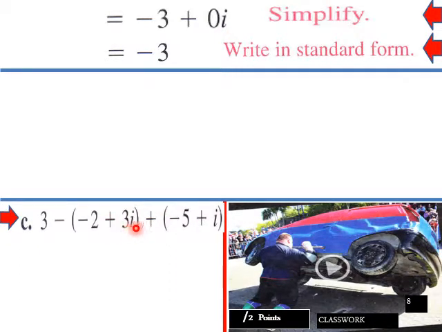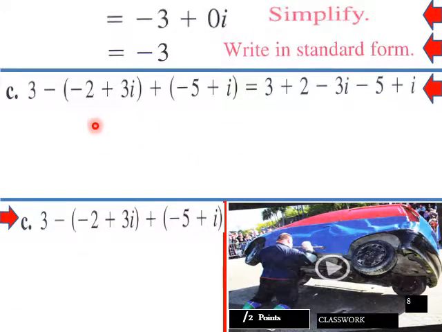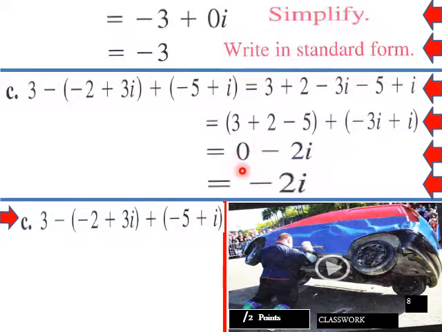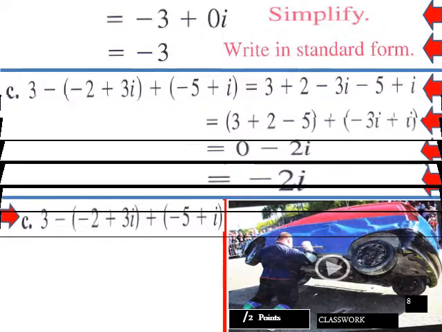And then c, we have 3 minus a negative 2 plus 3i plus a negative 5 plus i. So we have this big thing here, and then we take away our parentheses. We're going to group like terms here now, so 3 plus 2 minus 5 plus negative 3i plus i. And then when we do our addition here, we have 0 minus 2i. And then we just get rid of 0, we have minus 2i.